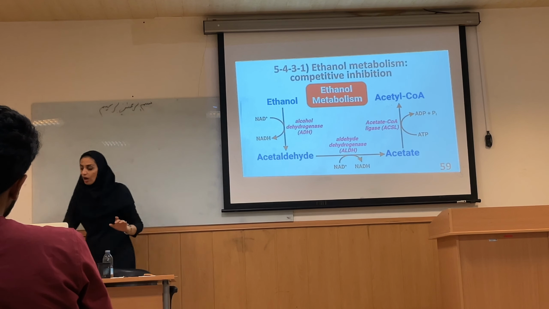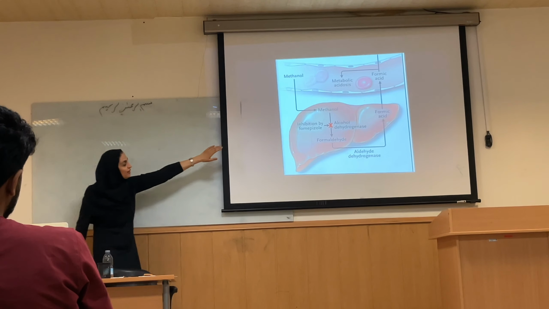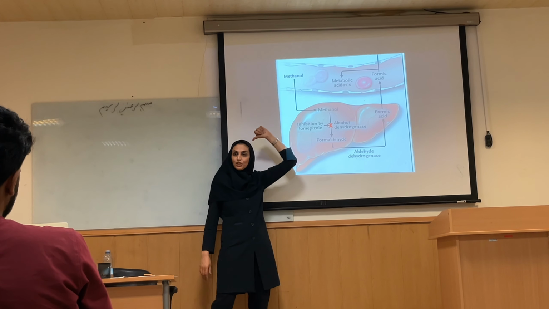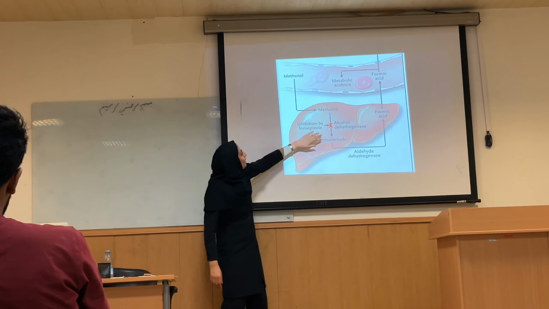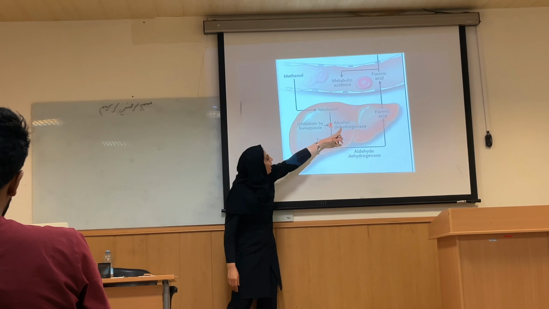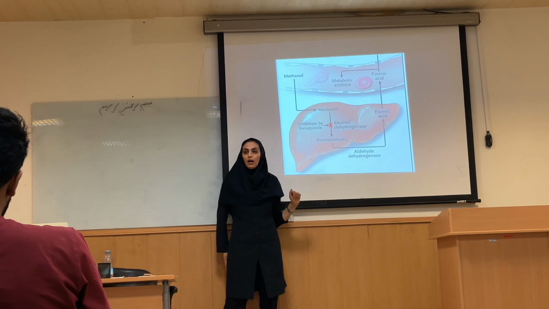Okay, now I want to tell you about methanol. What is happening to methanol? Those reactions occur in the liver. Methanol, under the effect of alcohol dehydrogenase, is converted to formaldehyde.